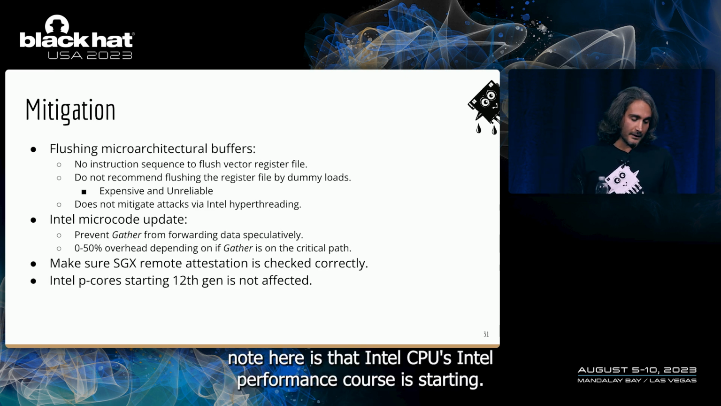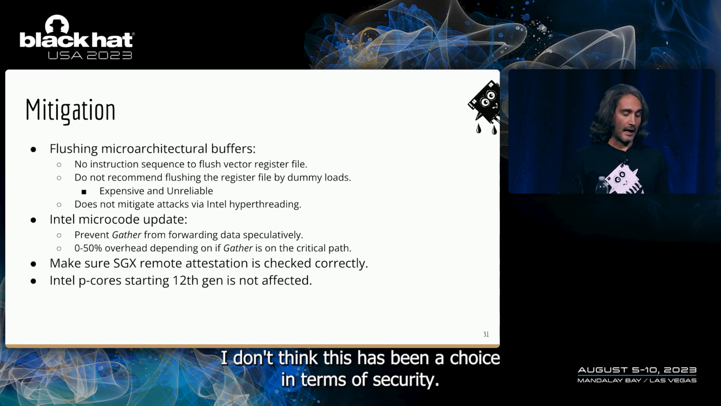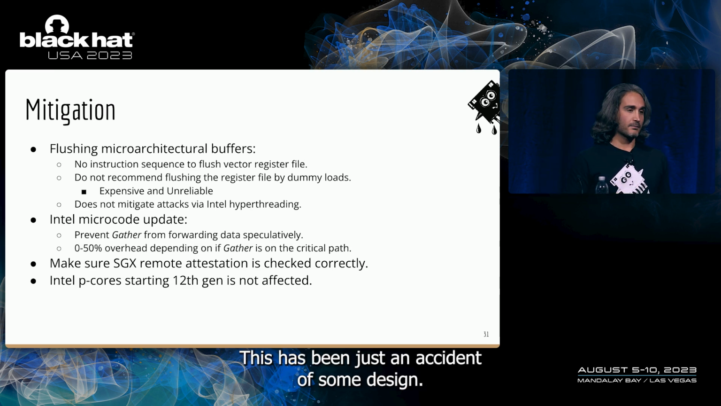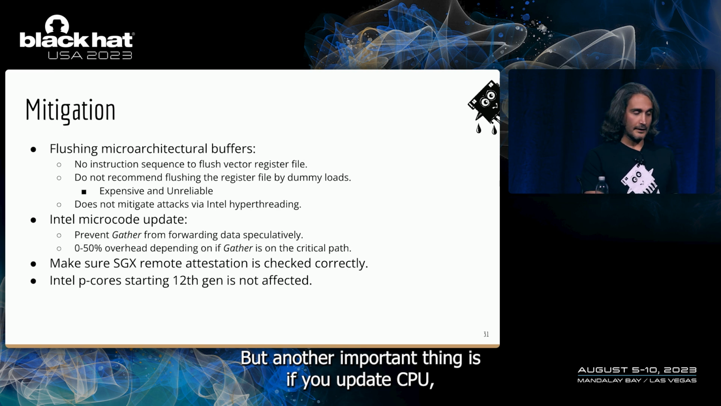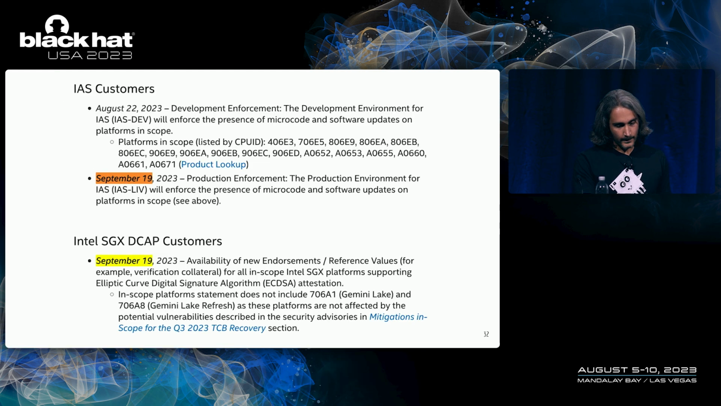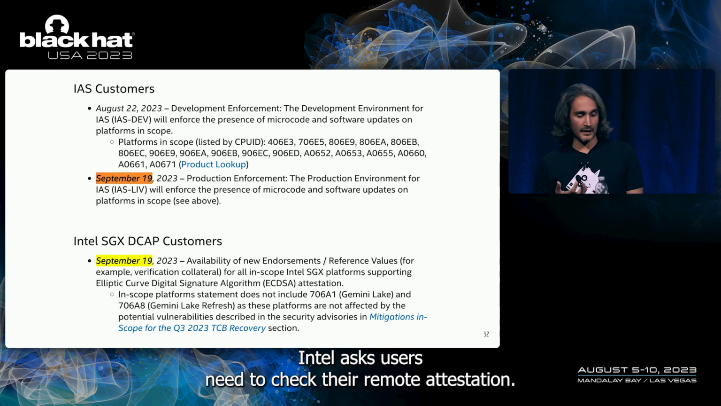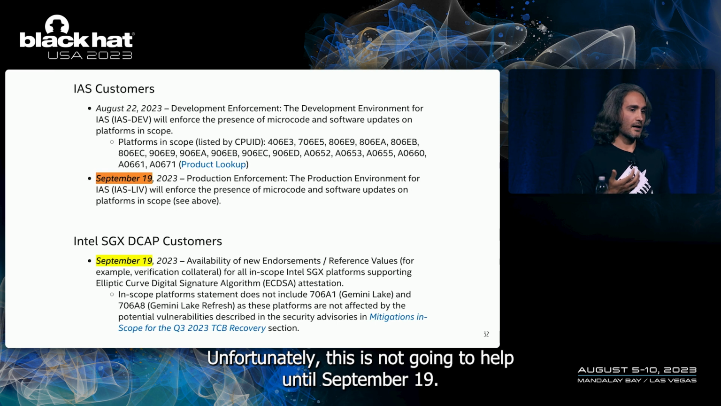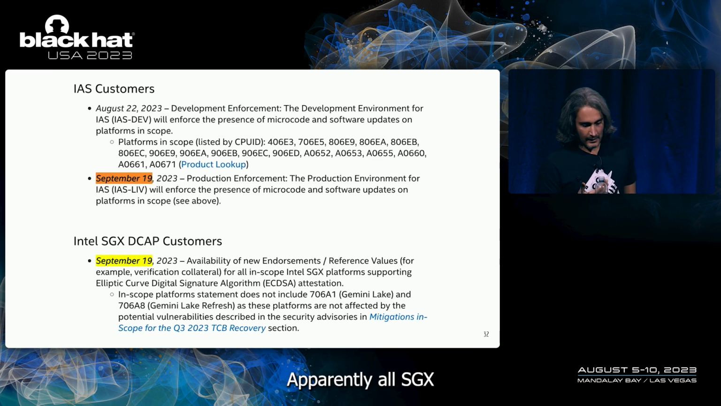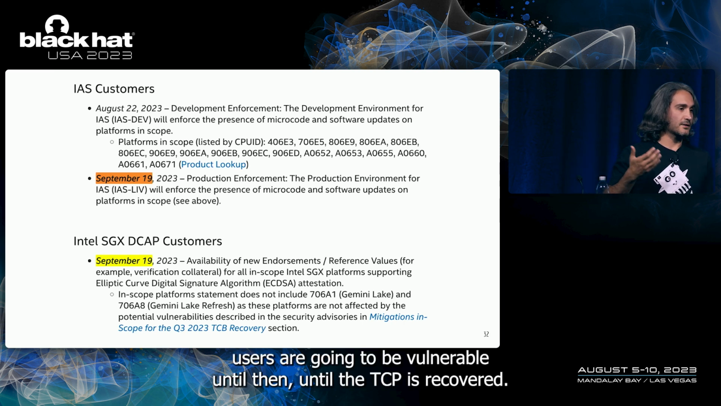Another important note here is that Intel CPUs, Intel performance cores starting from the 12th generation, are not affected by this vulnerability. I don't think this has been a choice in terms of security. This has been just an accident of some design. But another important thing is, if you update your CPU, it's not vulnerable to this particular vulnerability. I mentioned that Intel SGX users need to check the remote attestation. Unfortunately, this is not going to help until September 19. Apparently, all SGX users are going to be vulnerable until then, until the TCB is recovered.